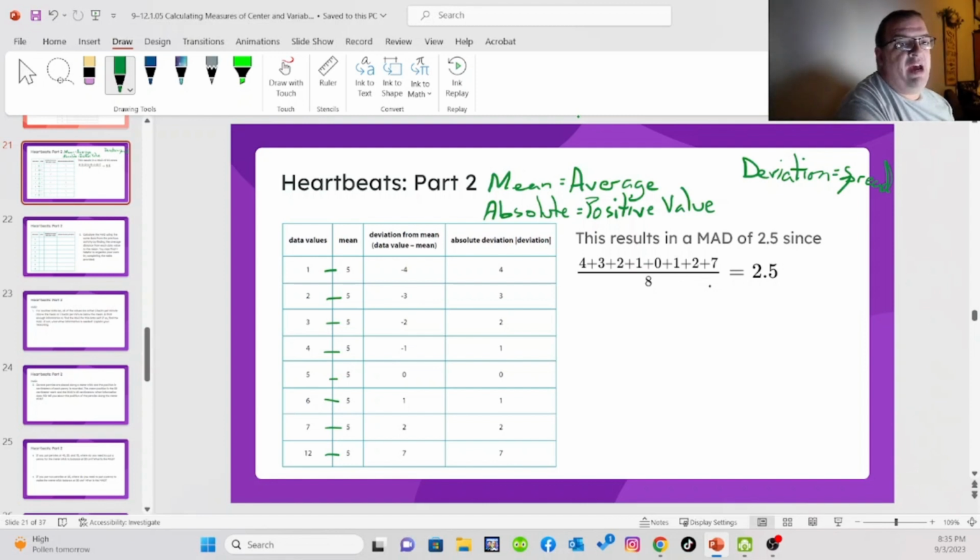Absolute value in math just means the positive value. I don't care whether the value is below or above. I only care how many spots away it is on a number line. So all they do is take the number in the third column and make it positive. So negative 4 becomes 4, negative 3 becomes 3, negative 2 becomes 2. Then they take each of these numbers and they just add them together. 4 plus 3 plus 2 plus 1.